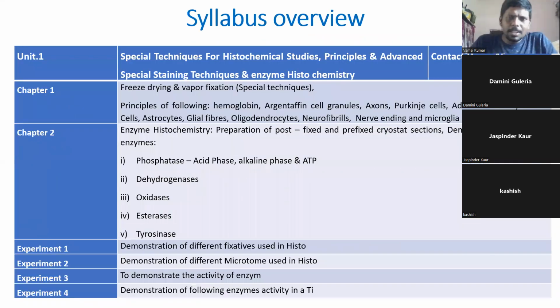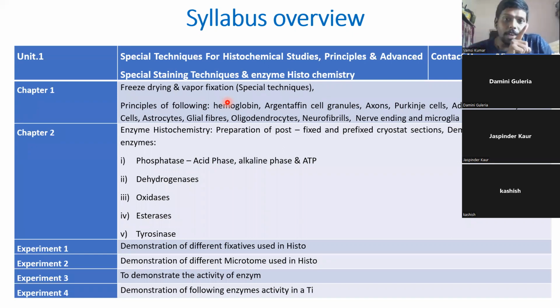In unit 1, we have special techniques for histochemical studies. Here we have advanced special stainings and enzyme histochemistry. Chapter 1 has freeze drying and vapor fixation. Here what we are doing is we suspend the tissue in cryo temperatures. You know, right? Liquid nitrogen. If we keep tissue in liquid nitrogen, immediately the tissue will become a block, like an ice cube, because the water will be frozen.